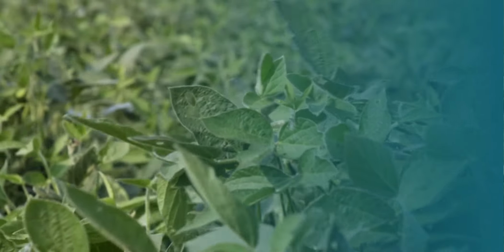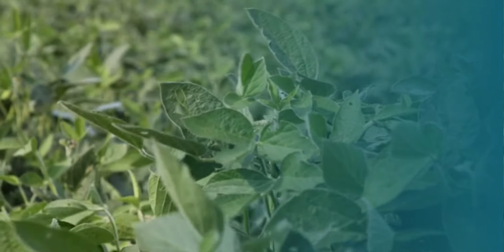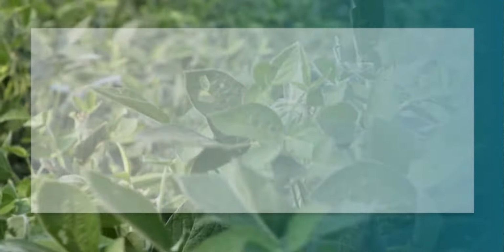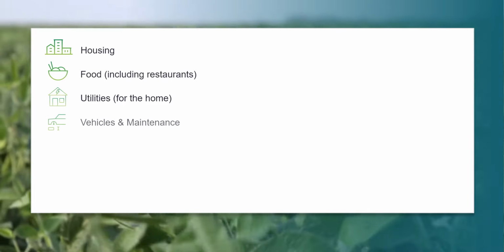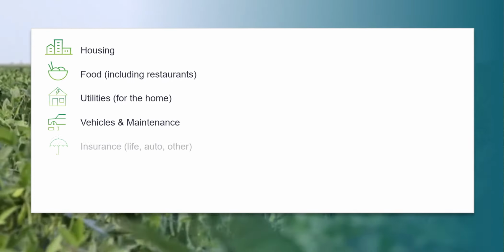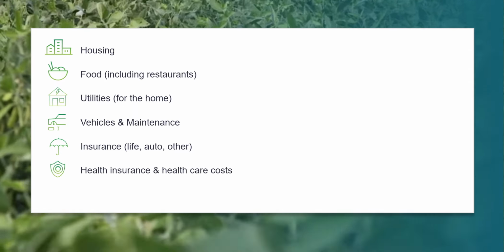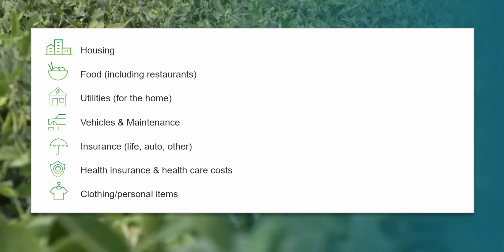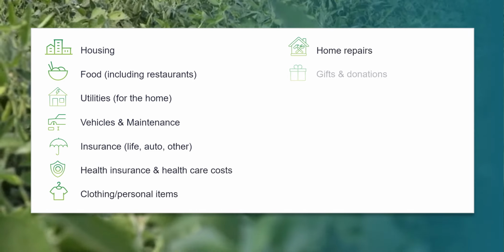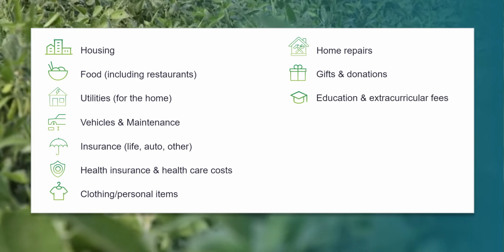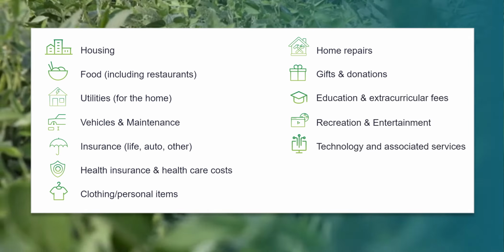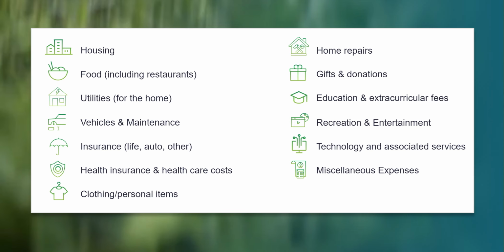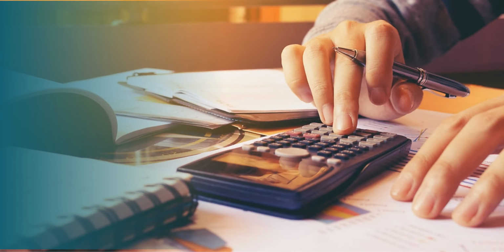The first step is to understand what kind of expenses should be included when calculating your cost of family living. You need to include housing, food, including restaurants, utilities for the home, vehicles and maintenance, life, auto, and home insurance, health insurance and healthcare costs, clothing and personal items, home repairs, gifts and donations, education and extracurricular fees, recreation and entertainment, technology and associated services, and miscellaneous expenses. There can be overlap between farm and family expenses.